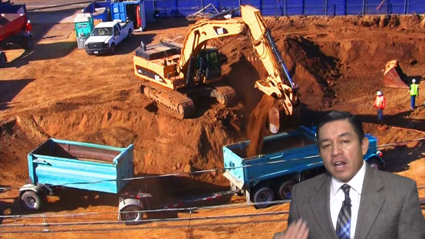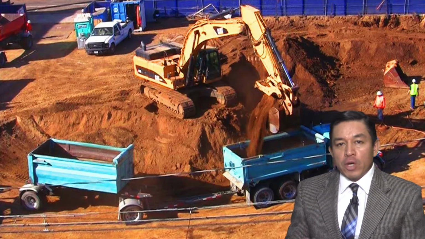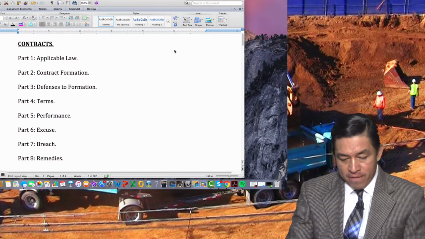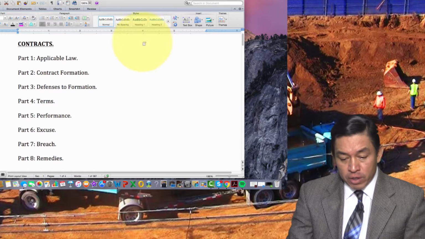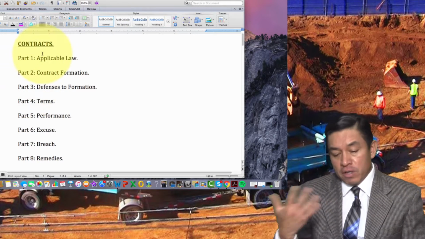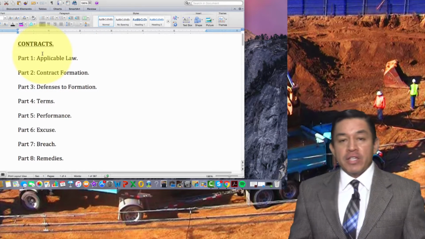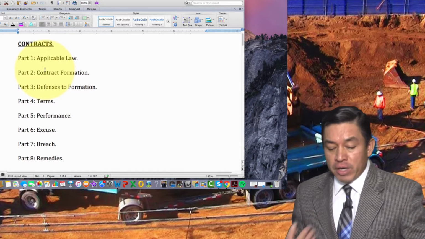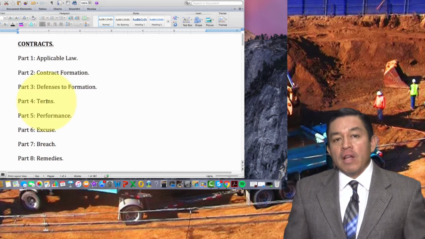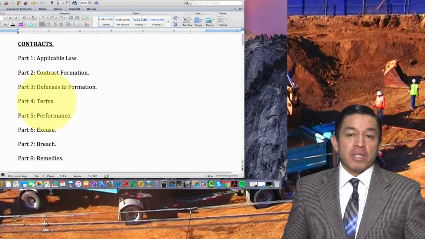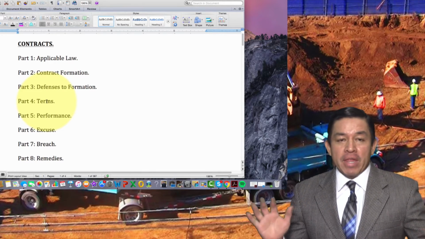Now, the thing that I love about contracts is that it's very structured. So here we have 8 areas, and I'm sure everyone did great for the first 4. Applicable law, it was common law. Contract formation, it said that a valid contract was present. Defenses and terms, those weren't major issues. But I think when it got to performance, the road got a little bumpy there.